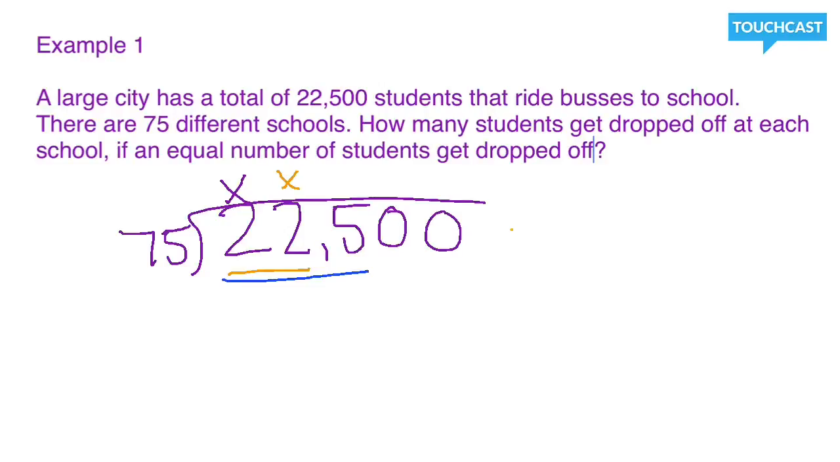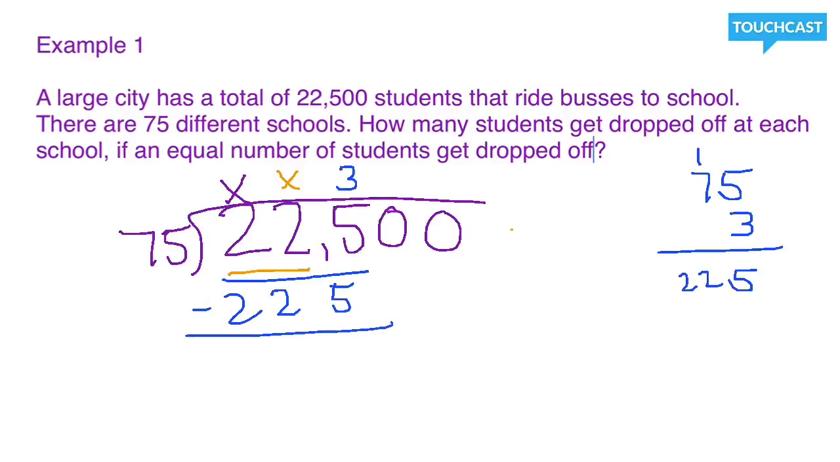75 goes into 225. I'd say probably 3 times. I may need to do a little bit of guess and check to check my work. So 75 times 3, 3 times 5 is 15, carry the 1. 3 times 7 is 21, plus 1 is 22. So that's perfect. So 75 goes into 225 3 times.